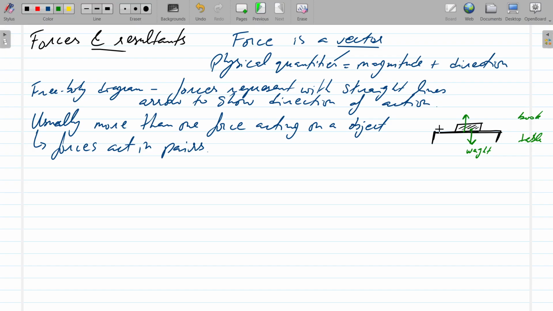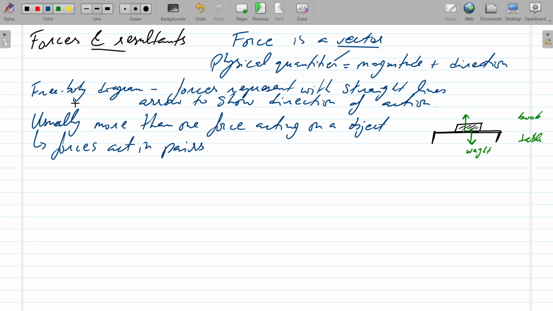Now, what this is called, we'll talk about it when we talk about Newton's laws of motion. But just keep in mind that if you're sitting on a chair, your weight is acting on the chair, and the chair is also exerting a force back onto you.